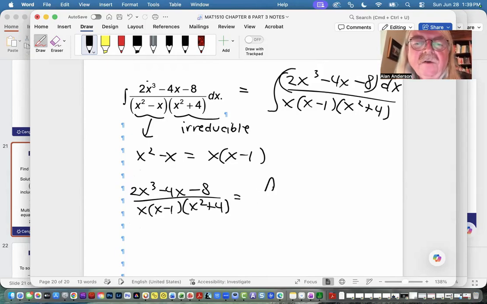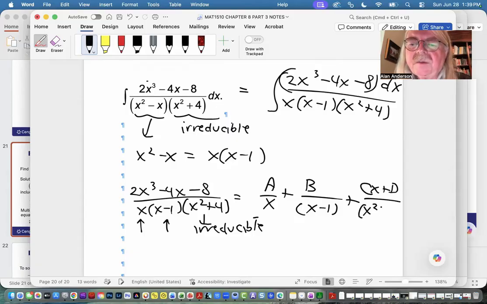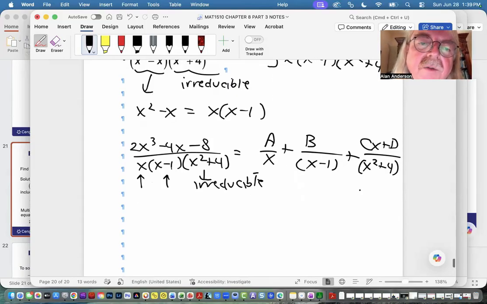So we'll have a over x. These are non-repeating linear factors. And then now this one is irreducible. So we have cx plus d over x squared plus 4. Now we can solve. We multiply both sides by this denominator.